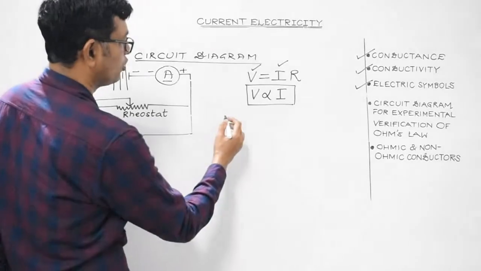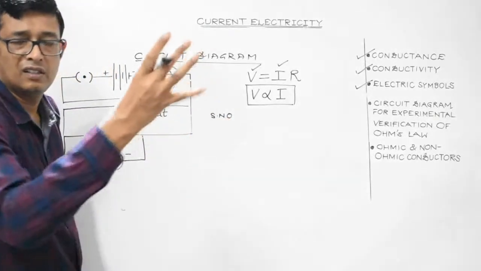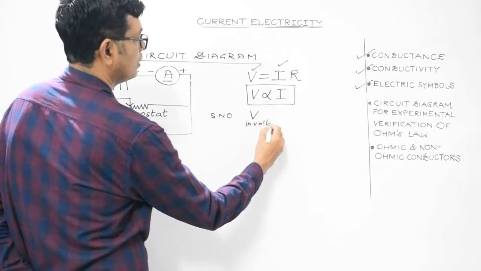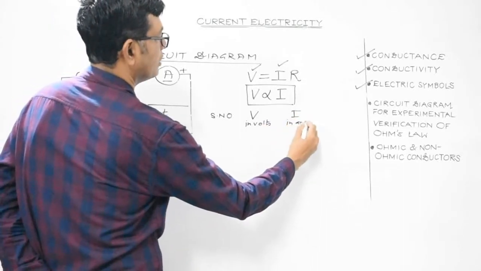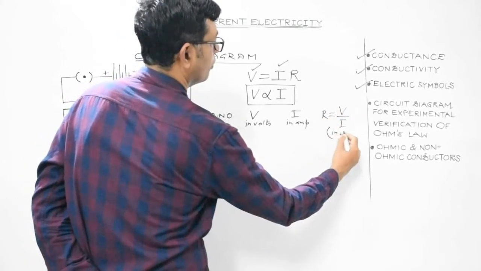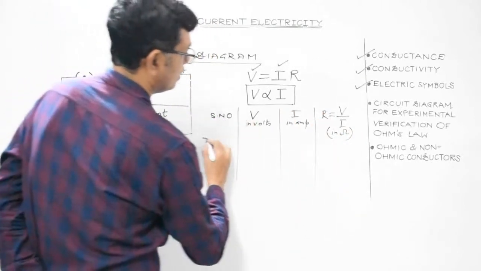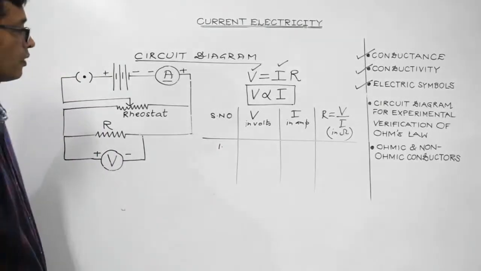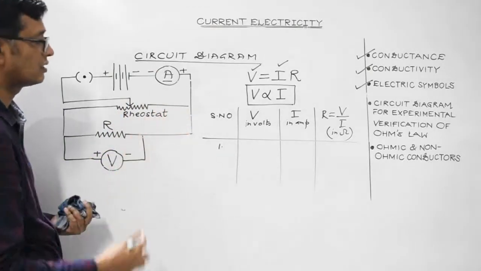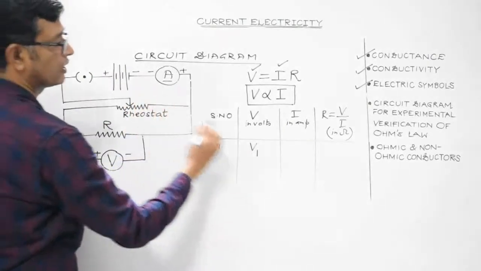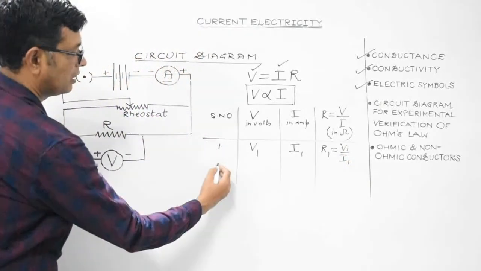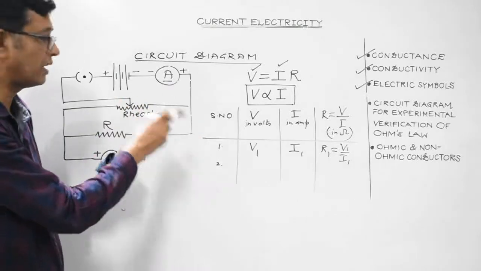Now during the experiment, you need to take several observations. Like this is V in volts, this is I in ampere, and R, which would be equal to V by I, is in ohm. So you can prepare these columns. Now you need to take certain observations. Like in the first case, when the rheostat is offering some finite value of resistance, suppose the voltage is V1, the corresponding value of the current can be noted from the ammeter, and R1 can be easily evaluated from this. Right? Similarly, in the second case, the value of the resistance is changed by using the rheostat.